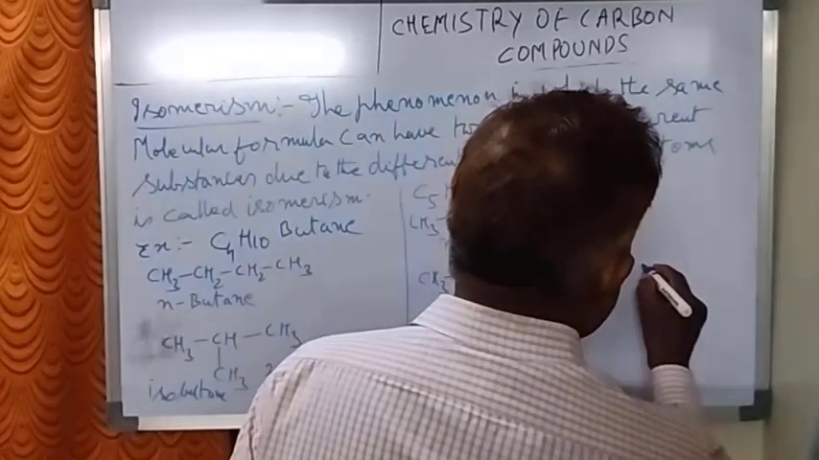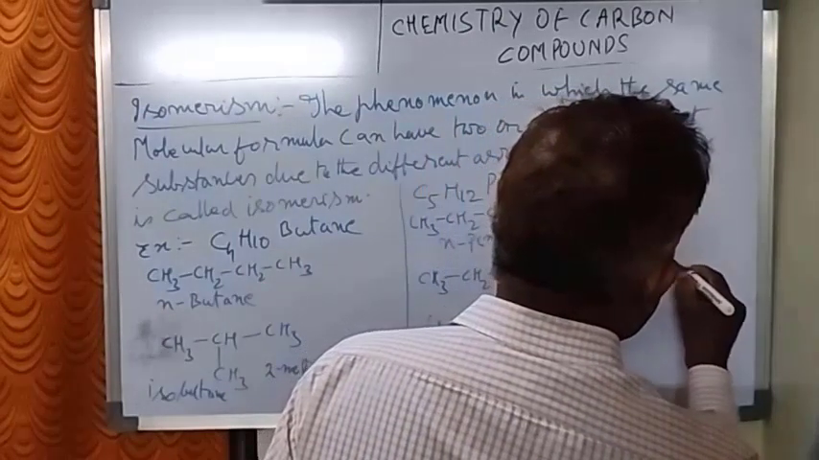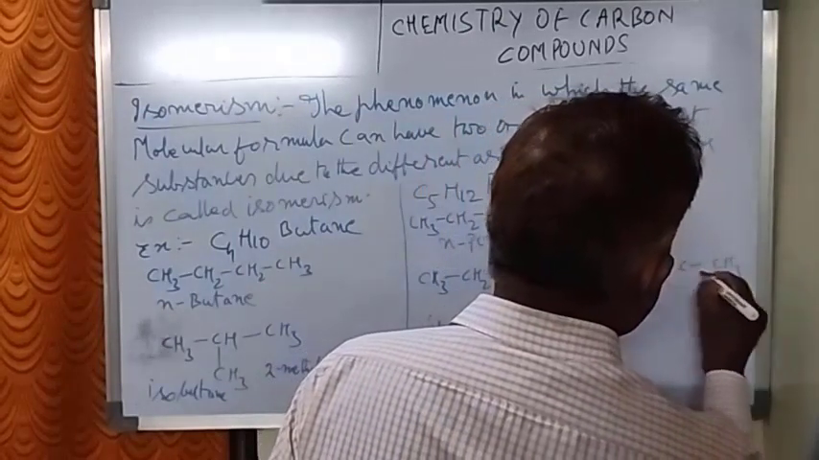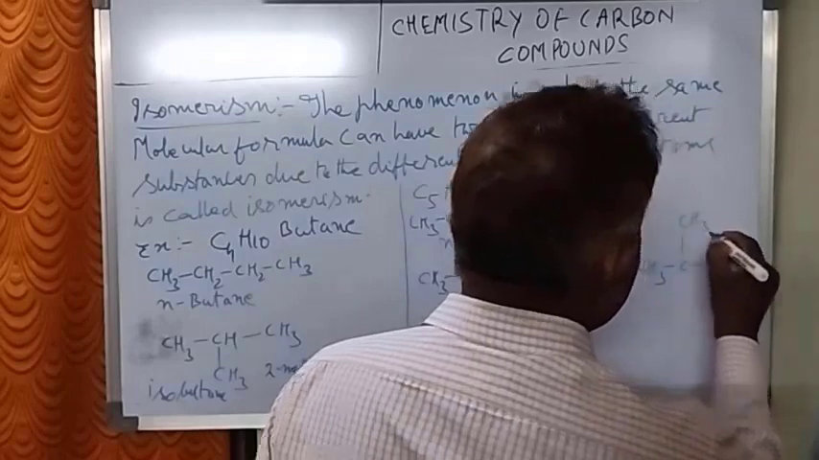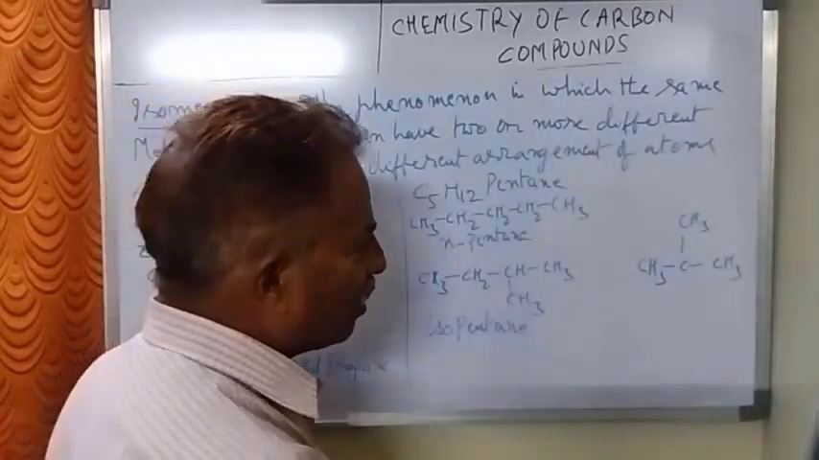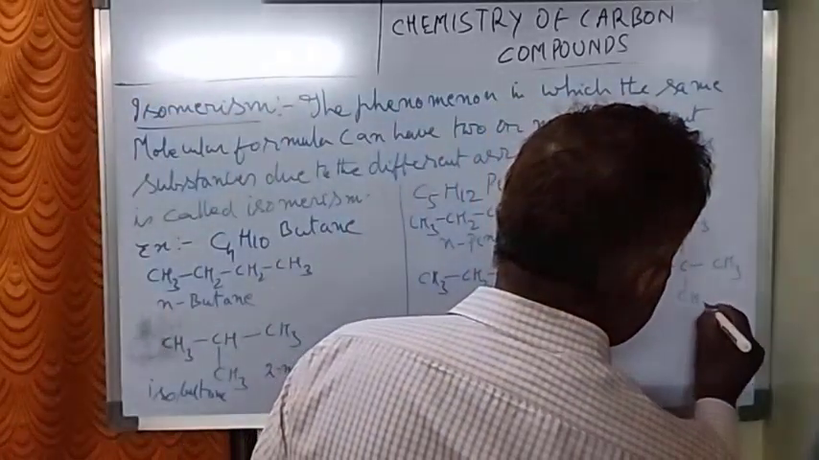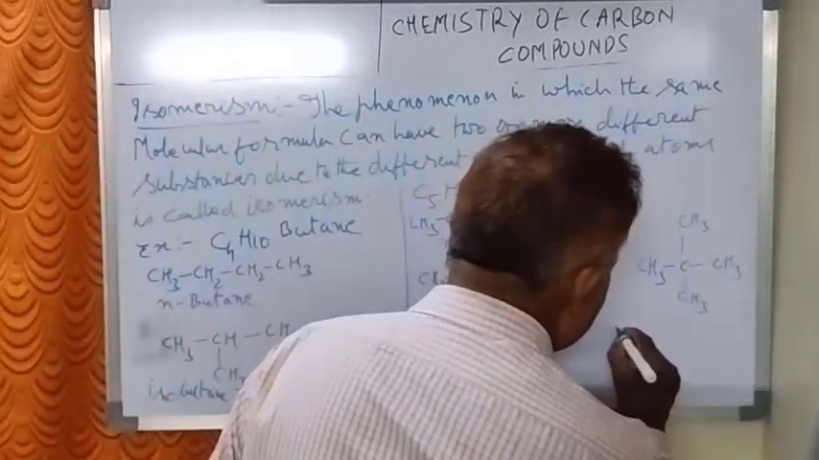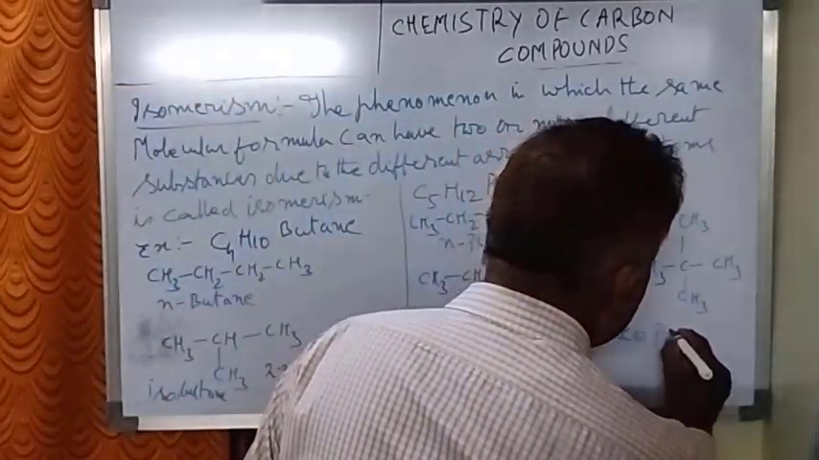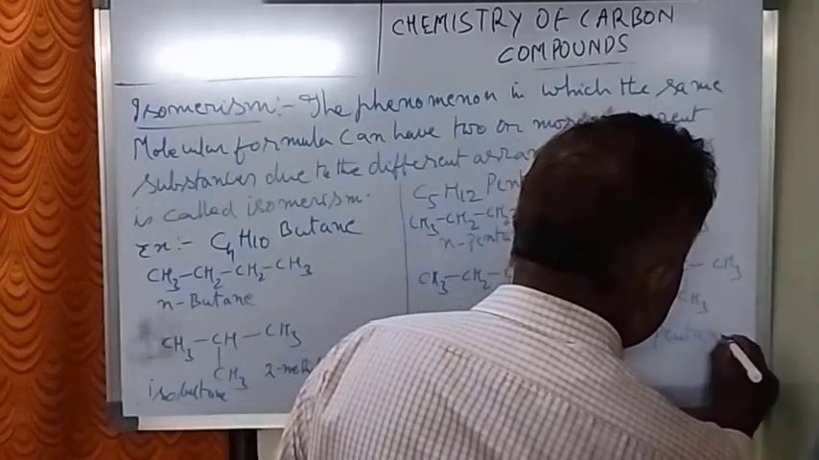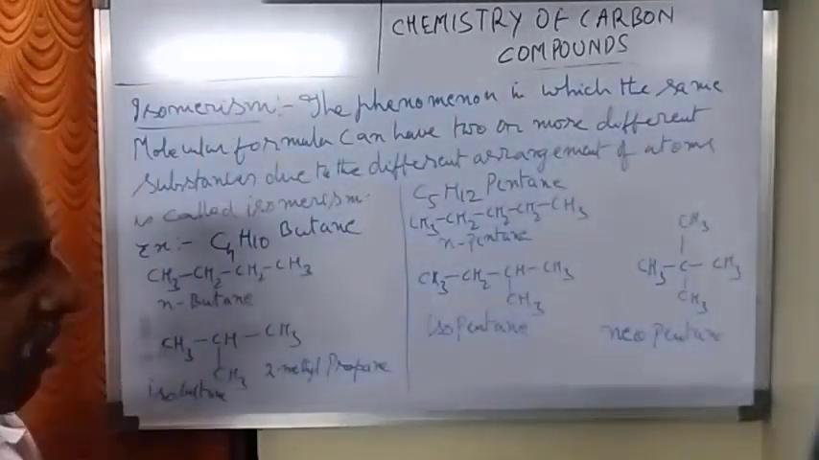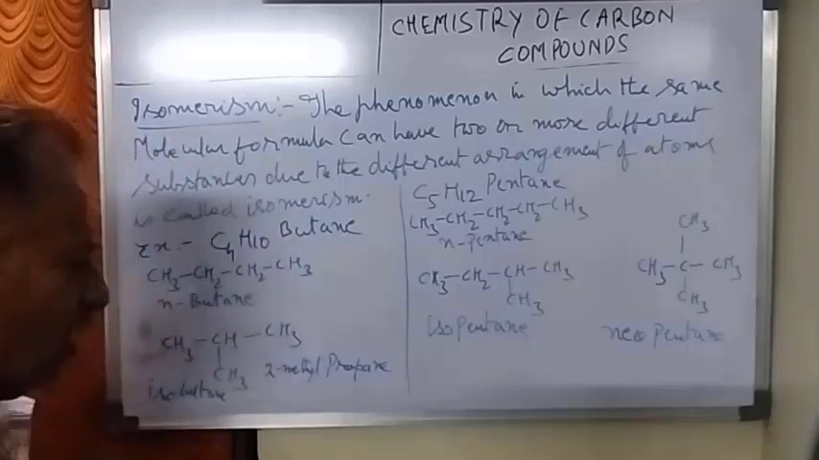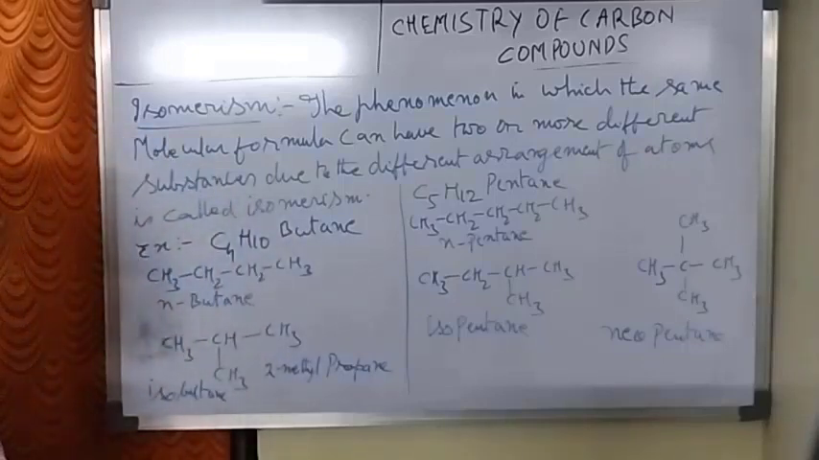Now the other substance is to keep 3 carbon atoms in a straight chain, and of course here one CH3 as a substituent chain or side chain, and one more side chain, that is CH3. So this is also pentane, and this is referred to as neopentane. Neopentane or 2,2-dimethyl propane.